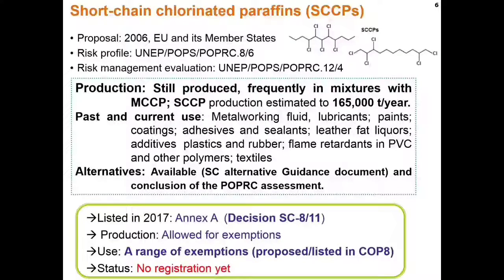Short-chain chlorinated paraffins are still produced, frequently in mixtures with medium-chain chlorinated paraffins. The estimate made in 2016 was that 165,000 tons of short-chain chlorinated paraffins were produced. I will show you now a new publication from 2021, which indicates that rather 320,000 tons are produced today. Alternatives are available, but in the listing, a range of exemptions have been listed, and there has been no official registration yet of any of these exemptions in the Secretariat.